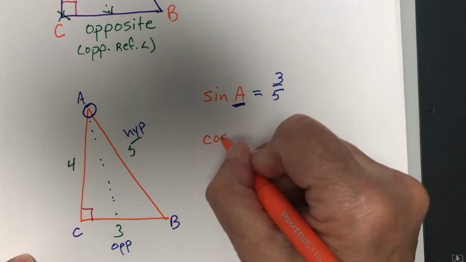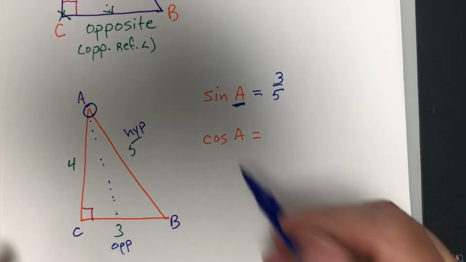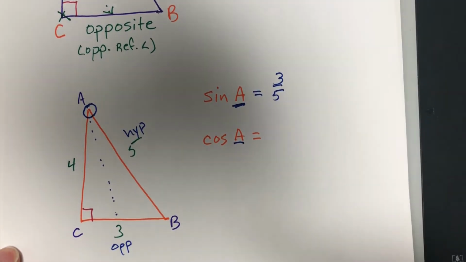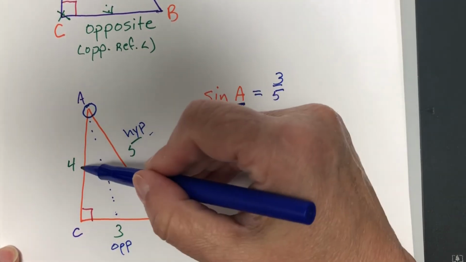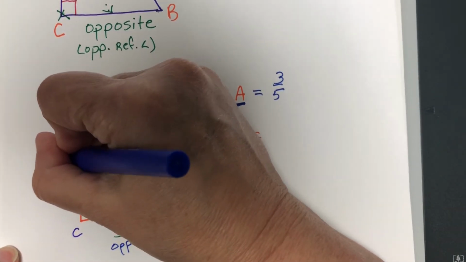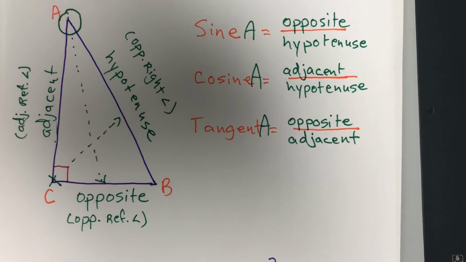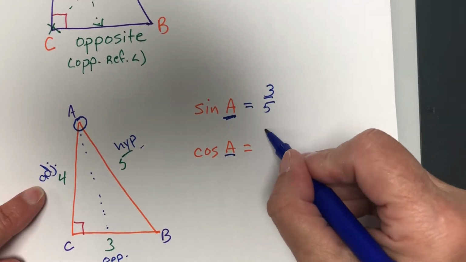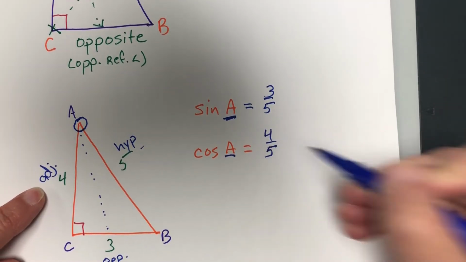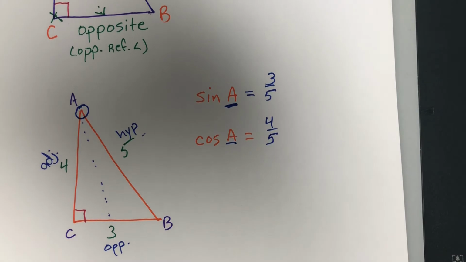Okay. Cosine of A, okay, A is still my reference angle. The side that makes angle A that is not my hypotenuse is this. So this is my adjacent. Abbreviation for adjacent is ADJ. Cosine is adjacent over hypotenuse. My adjacent is 4. My hypotenuse is 5. So cosine of A is 4 over 5.